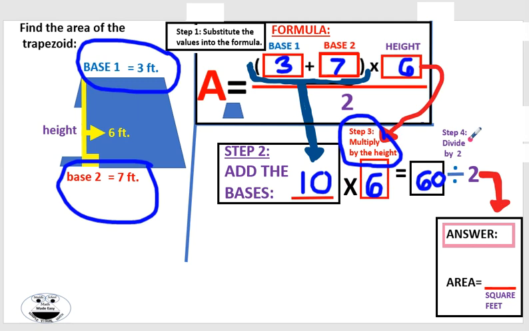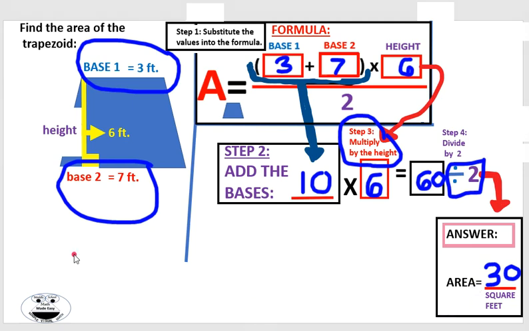And then we're going to do step 4, which is here in the formula. It tells us this line means divide by 2. And 60 divided by 2 is 30. And remember, since we're talking about area, we want to make sure that the units are in square feet. So either it's going to say 30 square feet, or sometimes you're going to see feet squared with a little 2, which represents feet squared. It's a math symbol, an exponent.